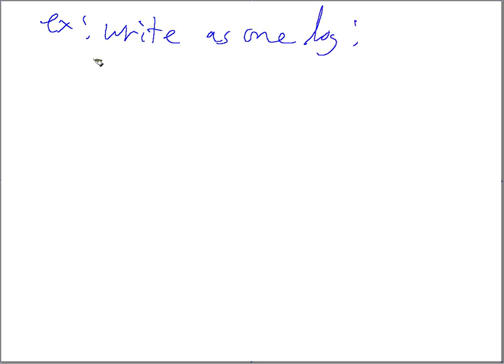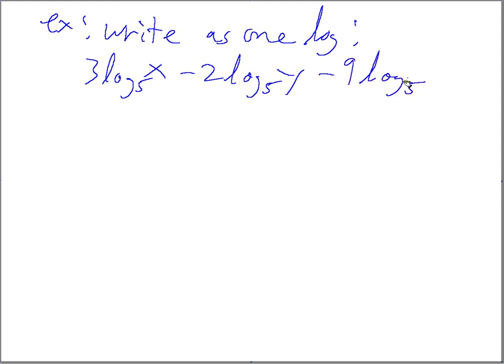Let's say we have something like 3 log base 5 x minus 2 log base 5 y minus 9 log base 5 z. Alright, so 3 log base 5 x minus 2 log base 5 y minus 9 log base 5 z. Let's put it together as 1 logarithm, base 5, of course.